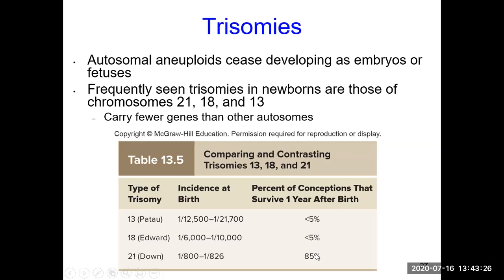And you see the survival after birth. For these two, less than 5% will survive after 1 year. Usually they will die by 6 months of age. It is only the Down syndrome that has a high survival rate, and you still see individuals reaching up to their adulthood, even though they have Down syndrome.